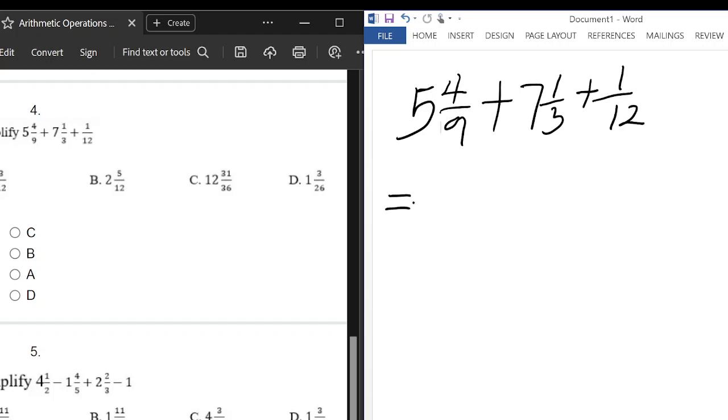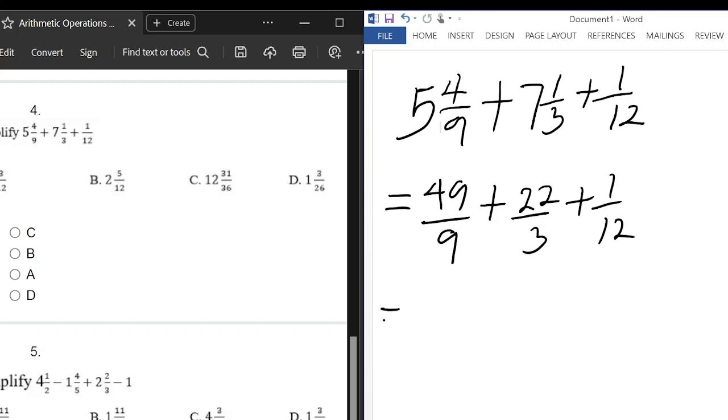So what we're going to have here, we also change everything to improper fraction. So that gives 5 times 9, which is 45 plus 9 plus 4, that is 49 divided by what? 9 plus 7 times 3, that is 21 plus 1, 22 divided by what? 3 plus 1 all over 12. Since what we have between the fractions is plus, we're going to find the LCM of the denominators, which is 9, 3, and 12.